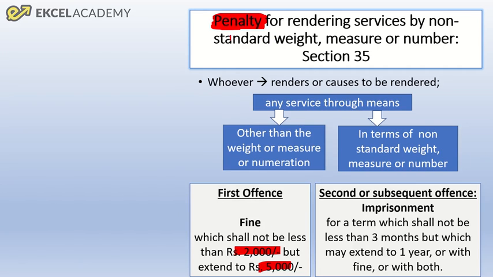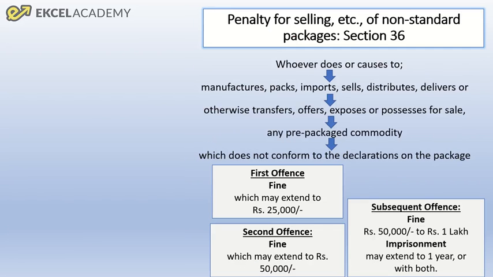Penalty for rendering service by non-standard weight measure. So same way for goods, we can apply for service. So service where other than weight measure or numeration, in terms of non-standard weight measure or number. So if you use that, again you will be having the penalty which is imposed by the government.